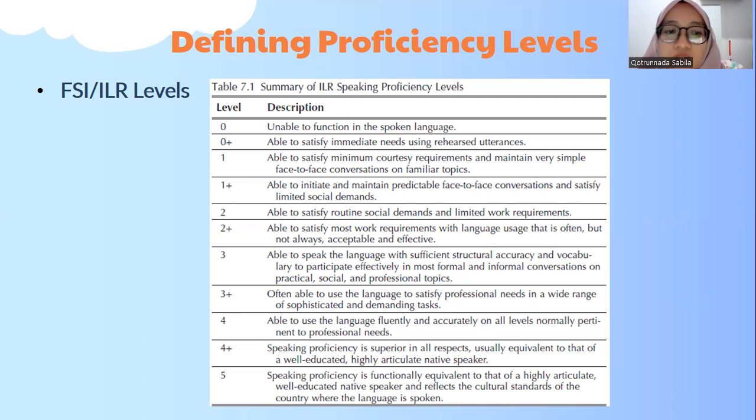The picture on the slide is a summary of ILR speaking proficiency levels. The levels go from 0 until 5, and you can read and understand the descriptions.